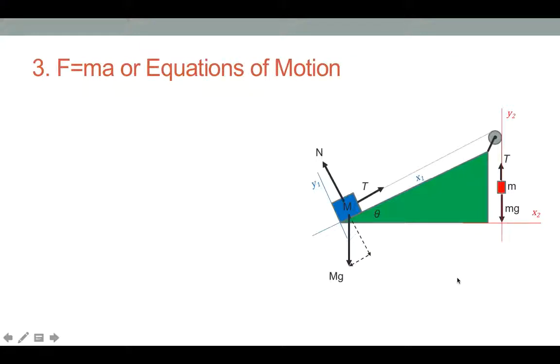Now, next step is to use these two frames of reference to apply F equals ma. So take a few minutes and first just apply F equals ma to the first block, the blue block, and then write down the sum of the forces in the x and the y direction.